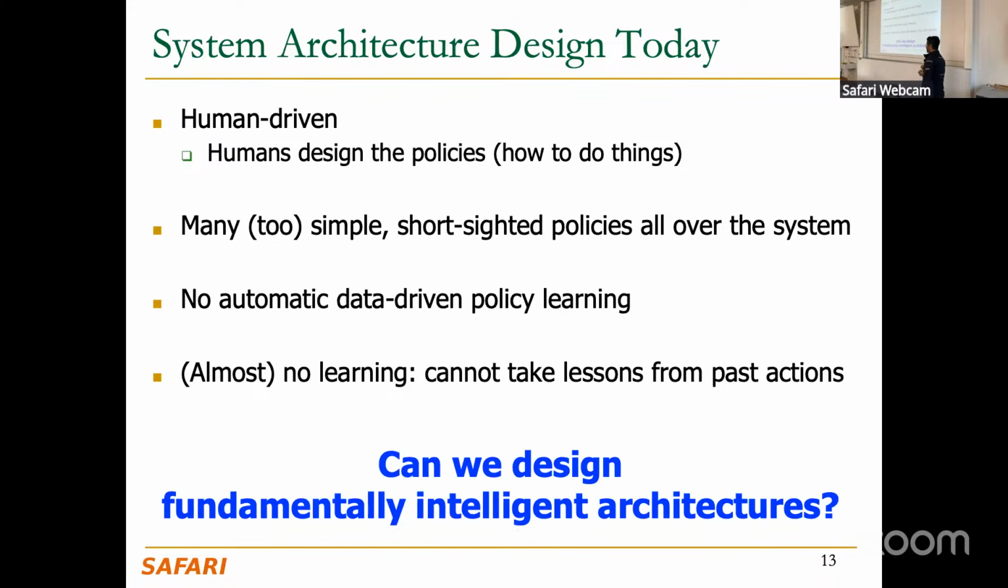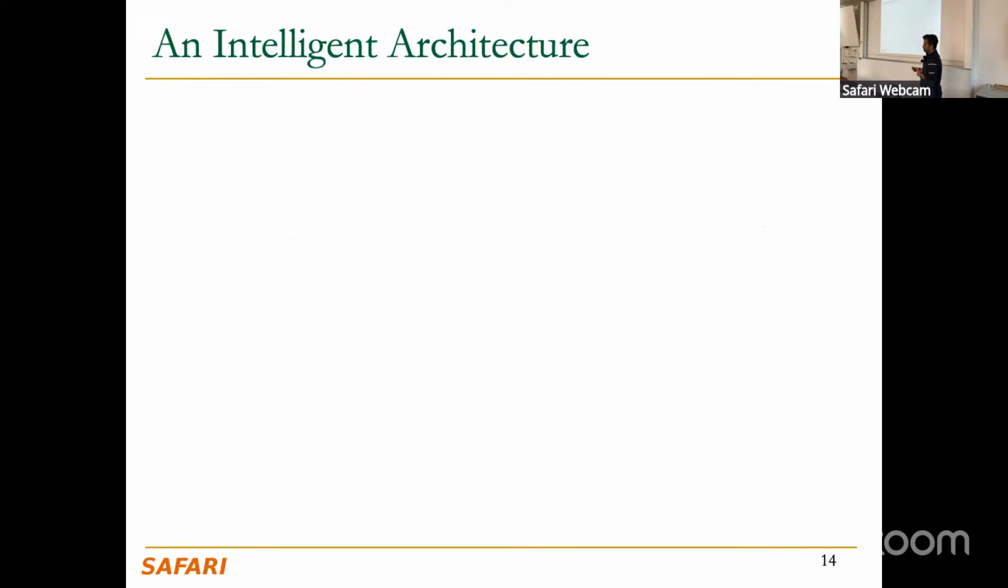So the question is, can we design fundamentally intelligent architectures that make use of all the data that they are seeing? Data meaning not only the application data that you are using, but also the system-generated data. Let's say, if I do this action, then my bandwidth is getting consumed, so should I take some other action that relaxes the bandwidth or not? So any data that is coming not only from the application, but also the system-generated data.